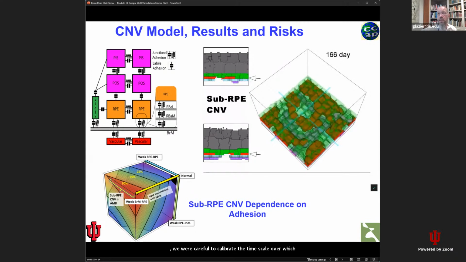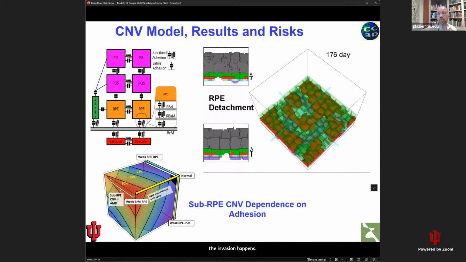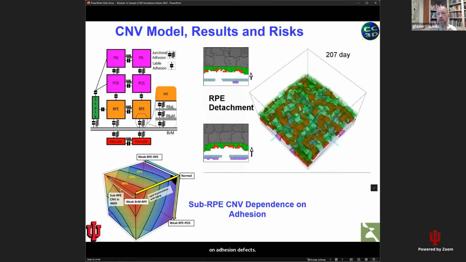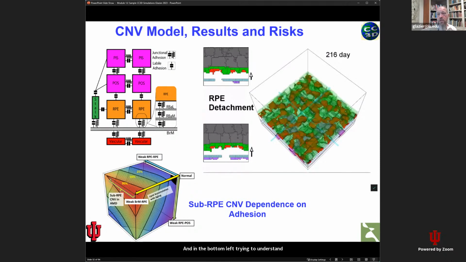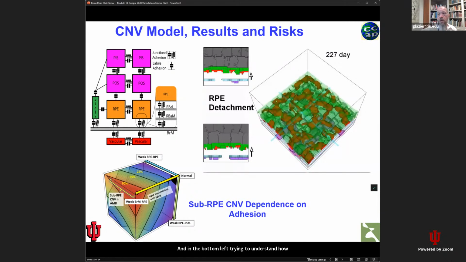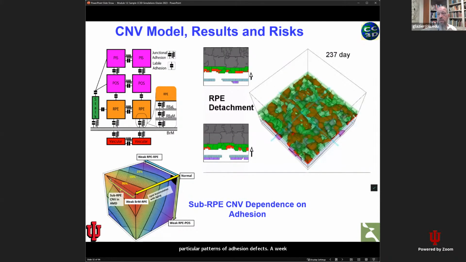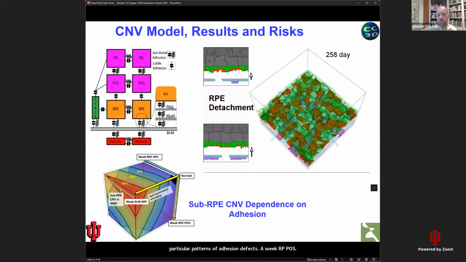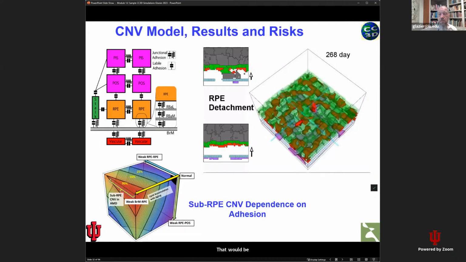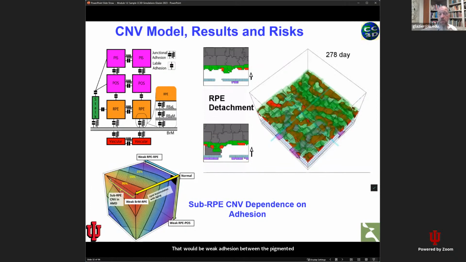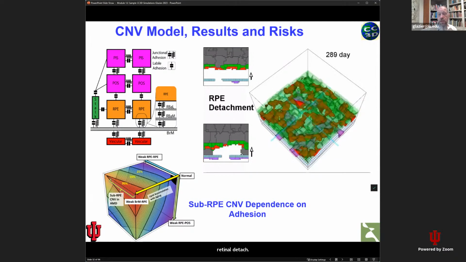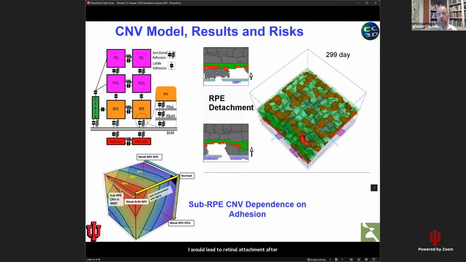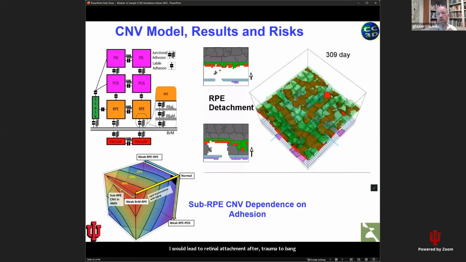You'll notice this is a simulated year of time, focusing on adhesion defects, and in the bottom left, trying to understand how particular patterns of adhesion defects, a weak RPE POS, that would be weak adhesion between the pigmented retinal epithelium and the photoreceptors, would lead to retinal detachment after trauma. If you bang your head, you would have that situation.